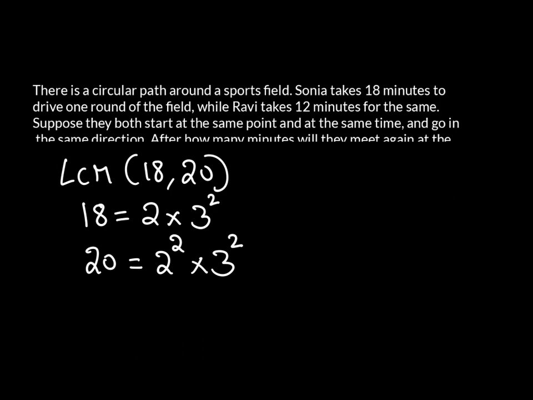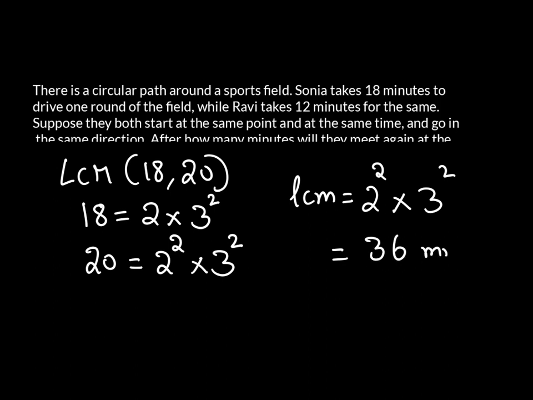And we learned how to figure out the LCM. Look for the greatest powers of all the factors. So for 2, the greatest power is 2 to the power 2. So we list it down. And for 3, the greatest power is 3 to the power 2. And when you multiply them, 2 to the power 2 is 4 and 3 to the power 2 is 9. So 9 times 4, 36. So it will take 36 minutes for them to meet again at the starting point.